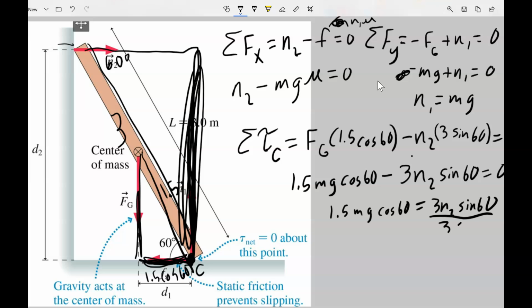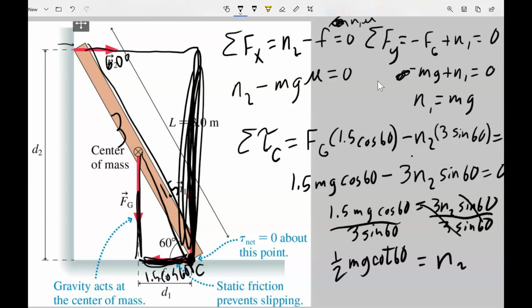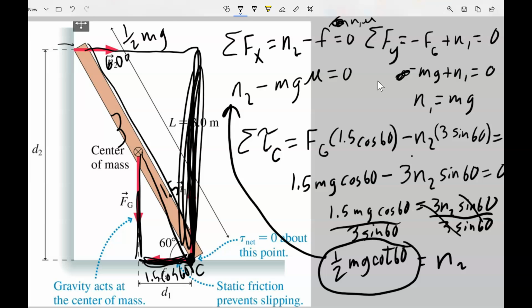Now divide by 3 sine 60. And so N2 equals 1.5 over 3, that's 1/2 mg cotangent 60, right? Cosine over sine. So now this thing is going in there. And I need some more room, so I'm going to erase. Let me figure out how to erase all that the easiest way. Right, my answer at least, 1/2 mg cotan 60 is going there.